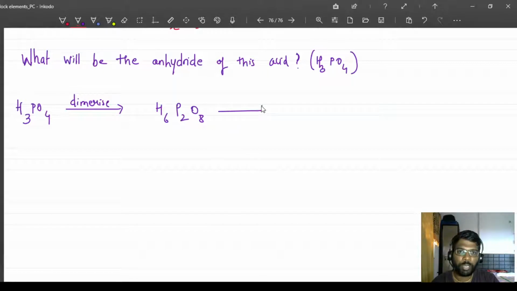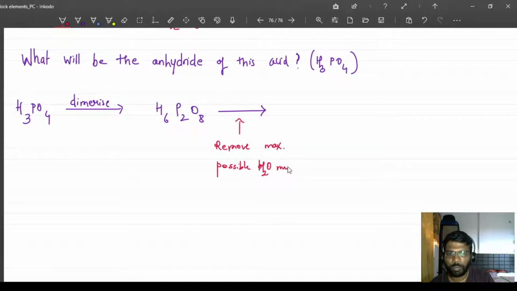Now how many water molecules can you remove from this? Remove as many water molecules as possible. At this step I will write: remove maximum possible H2O molecules. So how many water molecules can I remove? Since there are 6 hydrogens, I can remove just 3 H2O. So minus 3 H2O I am writing over here. This step is applicable for all the oxo acids.